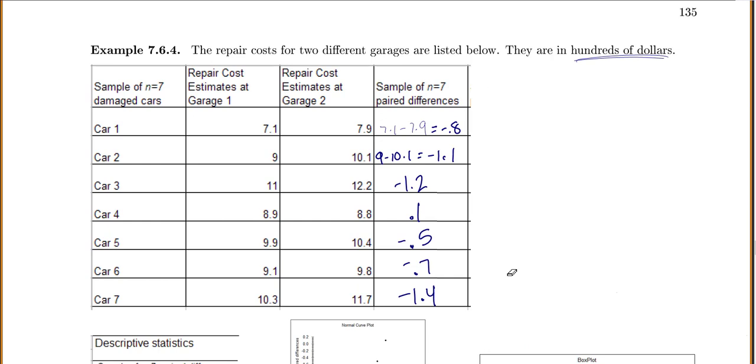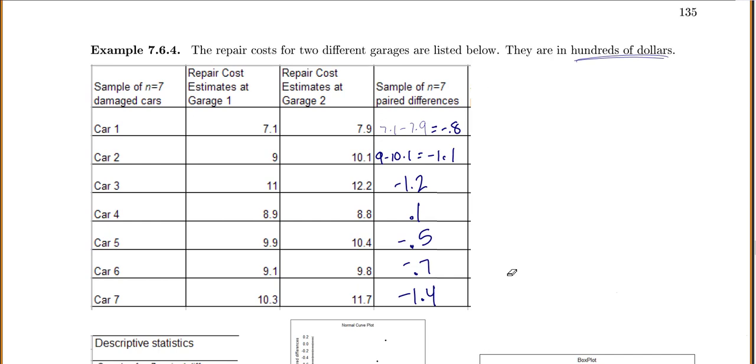But you always ask yourself, well, this was just a sample of 7 cars. These 7 cars, sure, they were cheaper at garage 1. But is that enough evidence to show that garage 1 is always cheaper for all the cars? Or is that just the 7 cars I happen to pick? So would this hold true for our entire population?